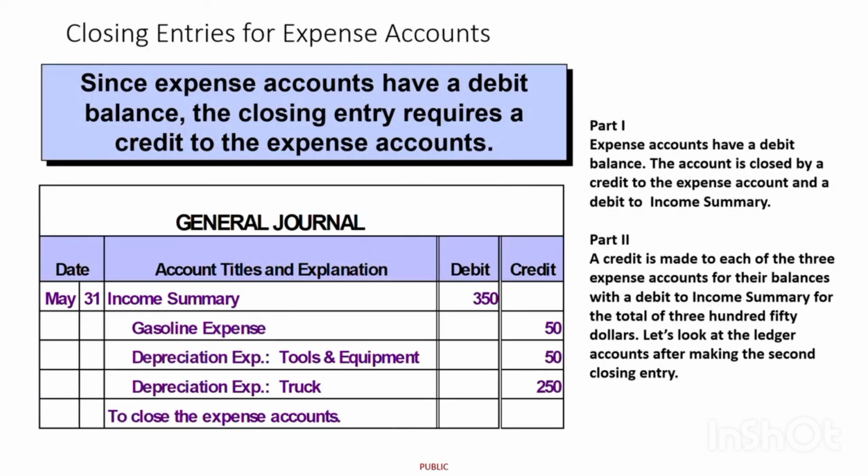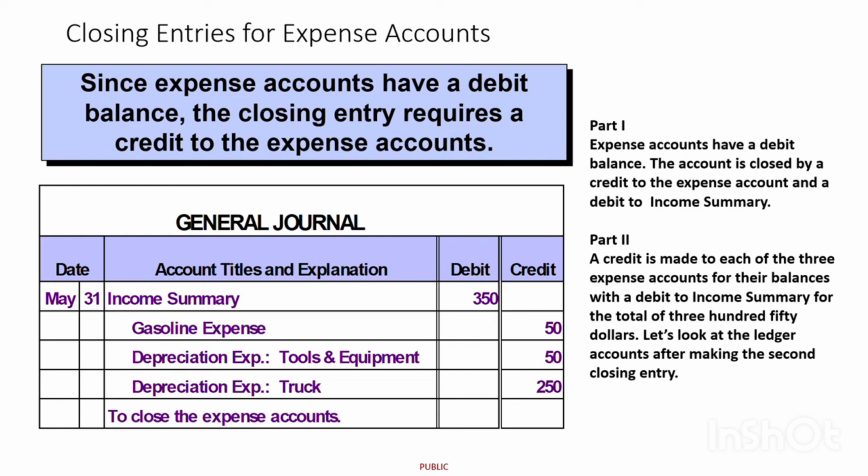So since expense accounts have a debit balance, the closing entry requires a credit to the expense accounts. So the journal for the date 31st, the account titles and explanation is income summary. We have debited income summary $350 and then we have credit of gasoline expense $50, depreciation expense for tools and equipment $50, and depreciation expense for truck $250. So by adding this, the credit should be equal to $350.